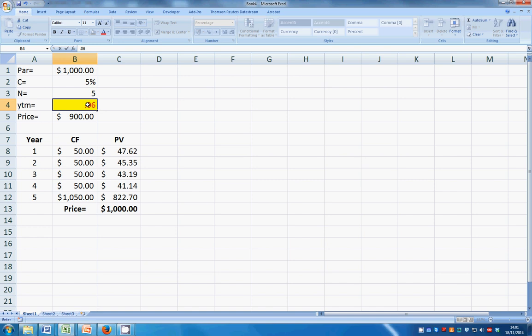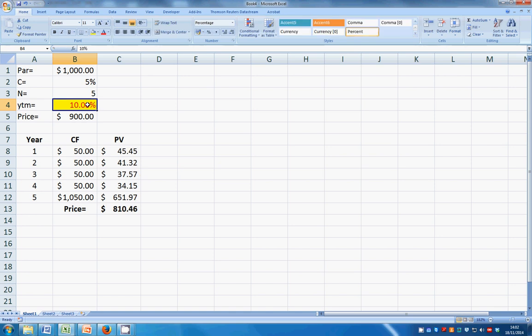So if I want price to come down, I need yield to go up. So I'm going to increase it to 6. 957. I want it to be 900. 7. 918. Close. 8. Too much. So clearly the yield to maturity lies between 7 and 8. So I could try 7.1. 7.2. 7.3. 7.4. Very close. 7.5. Oh, so it lies between 7.4 and 7.5. 7.45, say. Very close. 7.46. Even closer. 7.47. Virtually perfect. So it must be 7.47%.